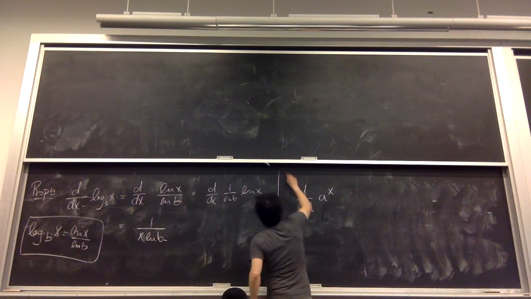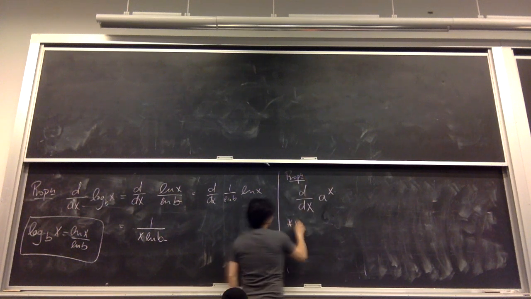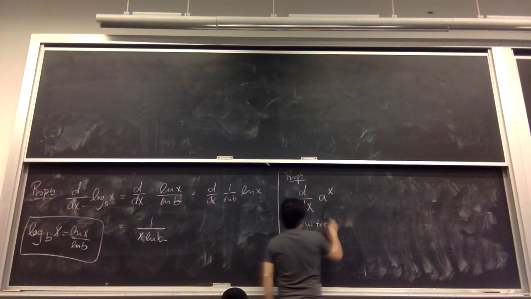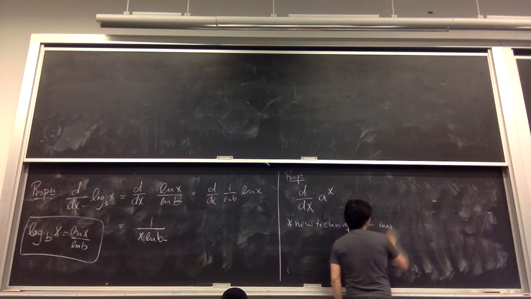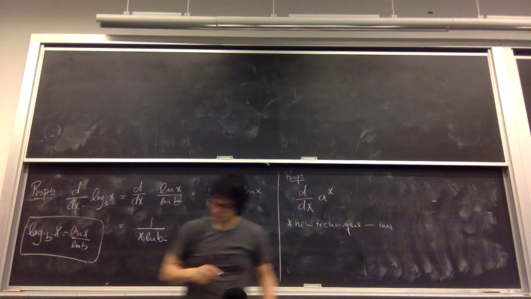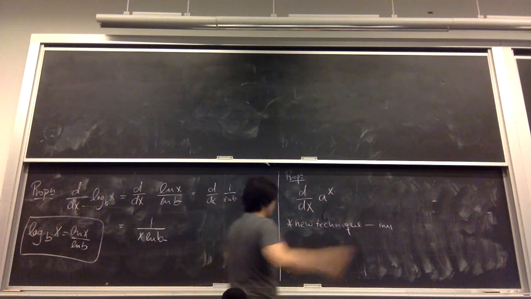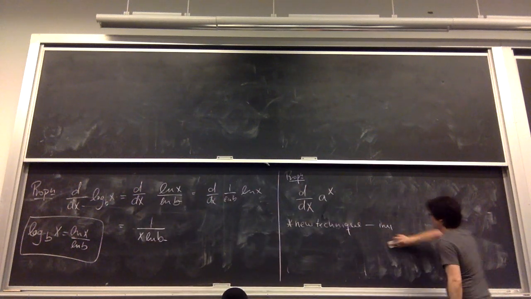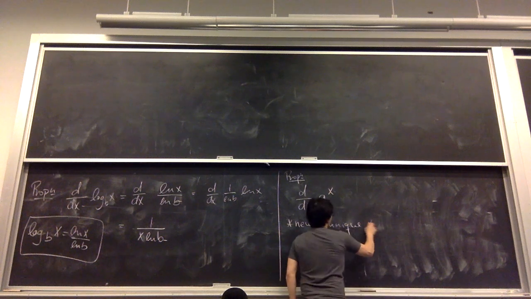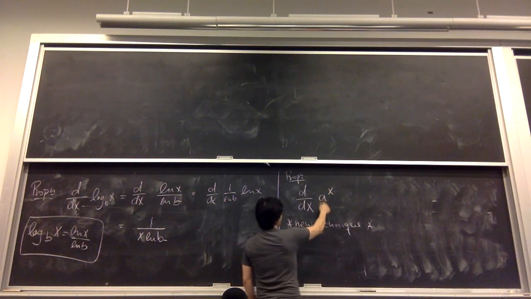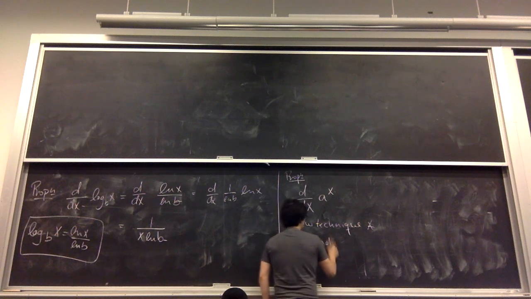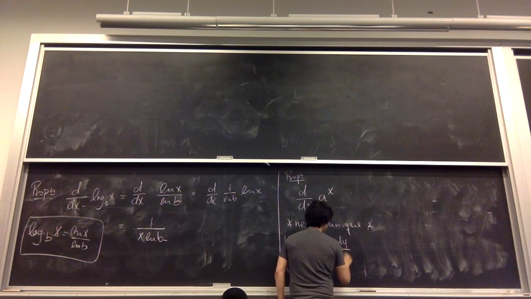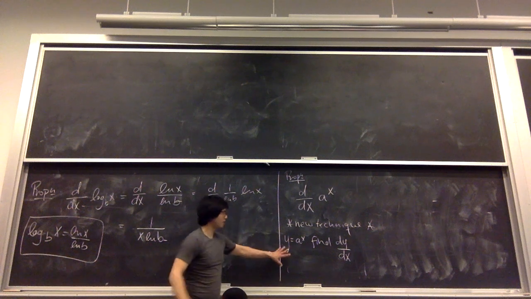Okay, so I want to figure out what this is. I'm going to use a new technique called implicit. Wait, isn't that what we did yesterday? I don't think this has a name. I'm just going to use a new technique. So I want to take the derivative of this. I'm just going to say y is equal to a to the x, find dy dx. That's what we're trying to look for.